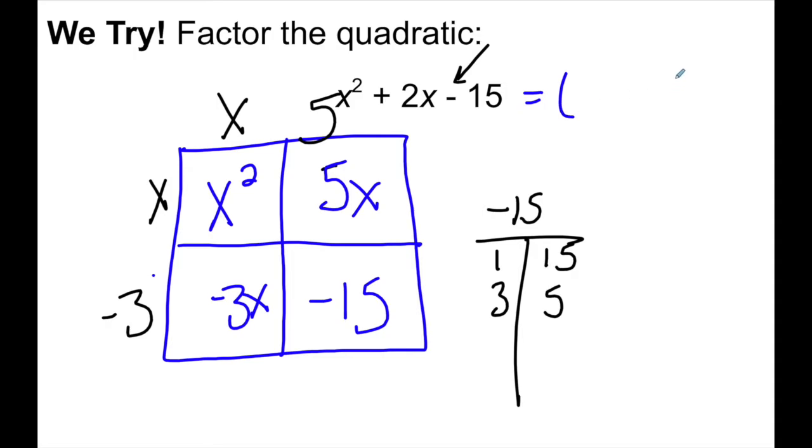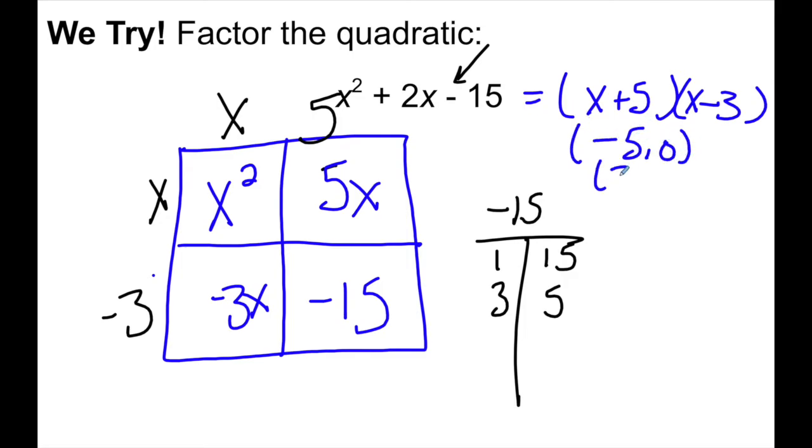So my final factored form is x plus 5 times x minus 3, and my x-intercepts are (negative 5, 0) and (3, 0). Okay, so please, if needed, go back and make sense of what we're doing here and make sure you understood what was going on. And then in a moment, I will go ahead and move on to the next problem.